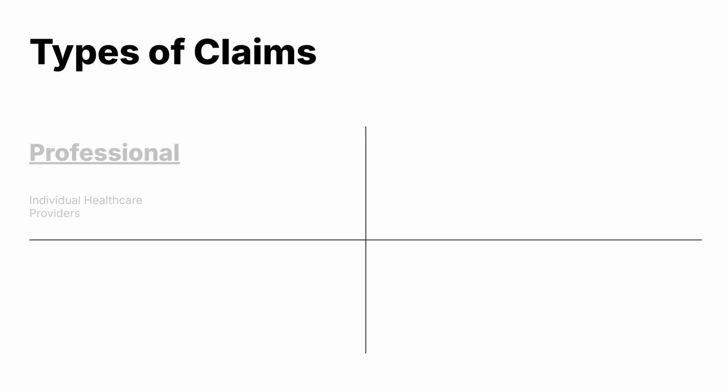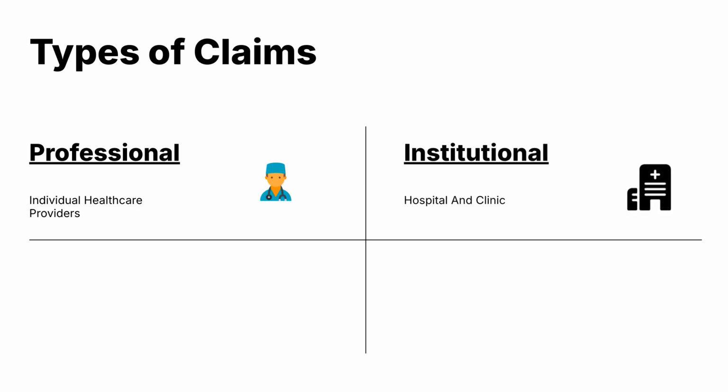There are multiple types of claims used within healthcare. Let's explore some. Professional claims are for services by individual healthcare providers, such as doctors or specialists, and focus on quality and risk adjustment coding. Institutional claims. These are for services in hospitals or clinics like inpatient stays or surgeries. They also cover rehab centers, skilled nursing facilities, and hospice care.